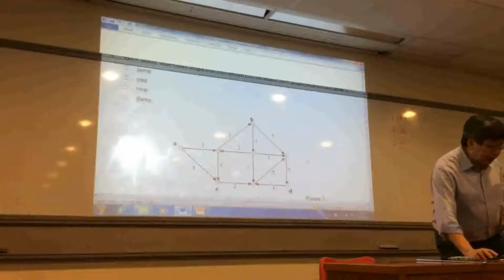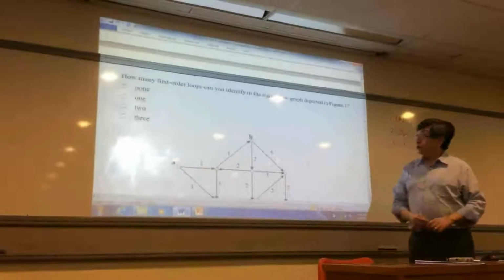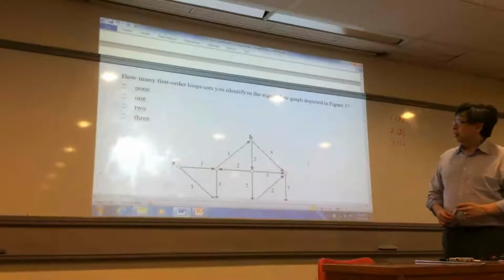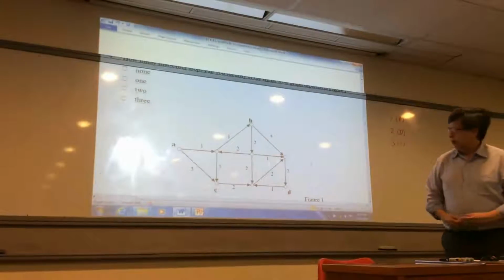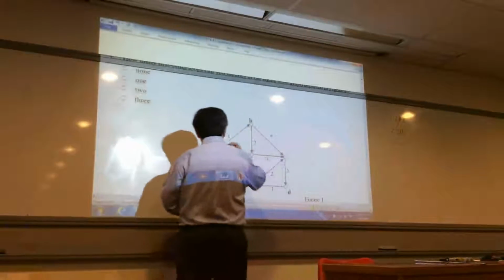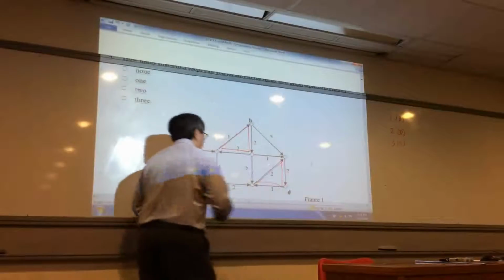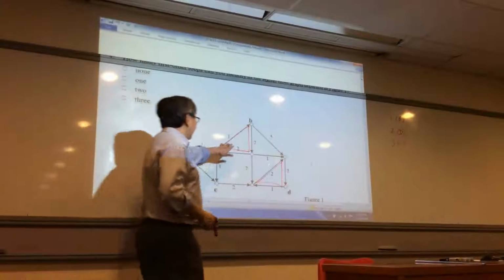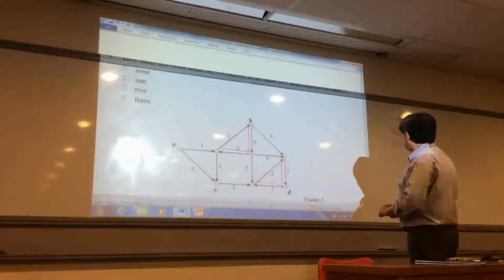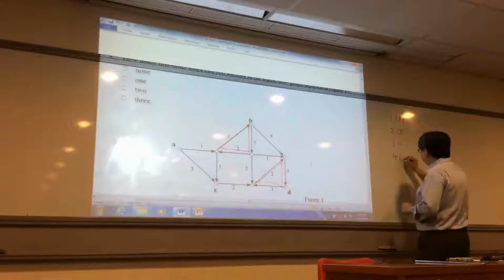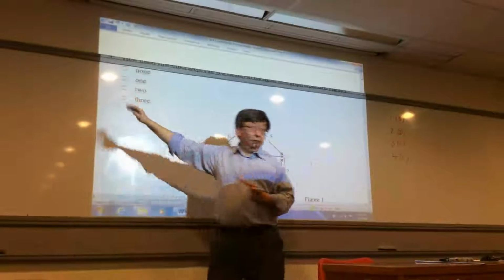For this particular SFG, we're supposed to observe how many first order loops there are. In this case, here is a loop, and here there's another loop. So this is a first order loop, this is another first order loop. So the answer for question 4 is 2. There are 2 first order loops.